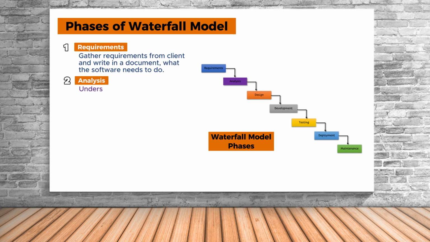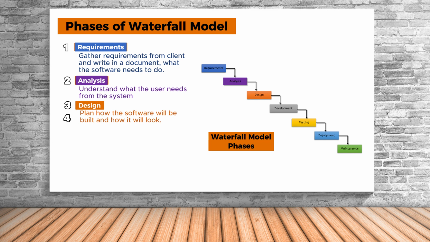Analysis. Understand what the user needs from the system. Design. Plan how the software will be built and how it will look. Implementation. Write the actual code to create the software.